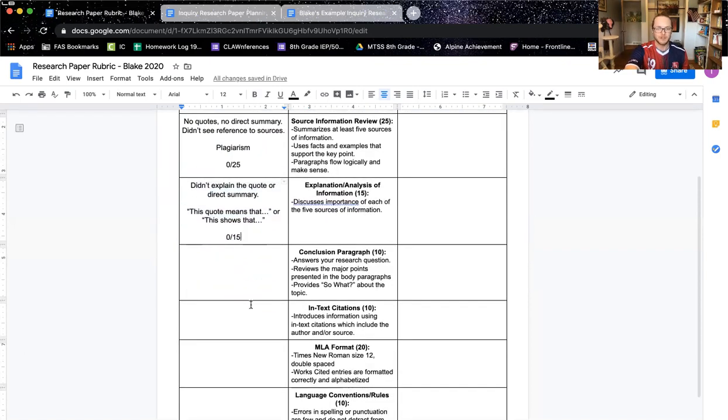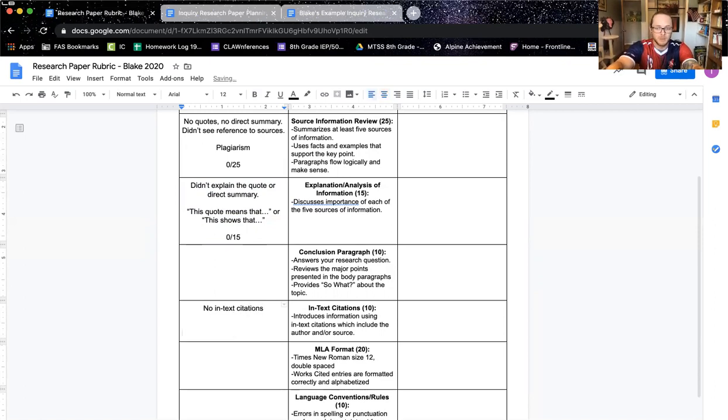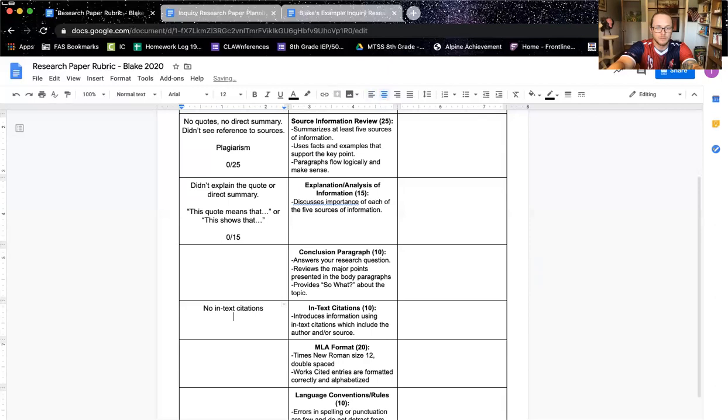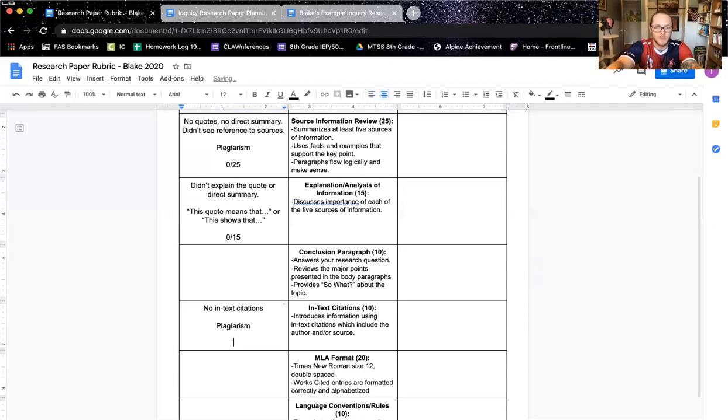There's a third step to this snowball, and that is if you didn't have quotes, if you didn't have the direct summary, then you probably didn't have in-text citations, which also leads to plagiarism. Which means that you would have earned 0 out of 10 points in this category. So it happened in a lot of our papers that I didn't see quotes. I didn't see references to the sources, which means that you lost 25 points, then you lost 15 points, and then you lost 10 points, which totals 50 points.